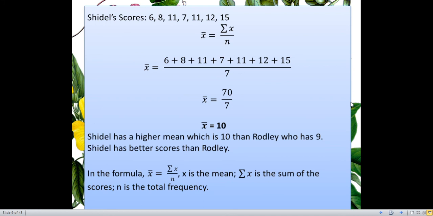So Shidell has a higher mean, which is 10, than Rodley, who has 9. Therefore, Shidell has better score than Rodley. So we conclude the higher the mean, the better. In the formula, mean is equal to summation of x over n. So again, this one is the symbol for mean. Summation of x is the sum of the scores. N is the total frequency.